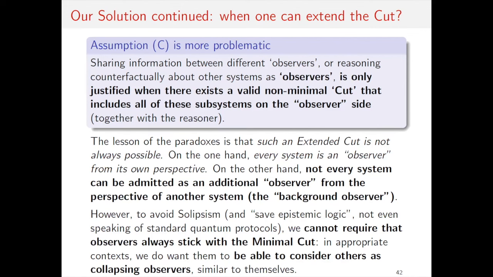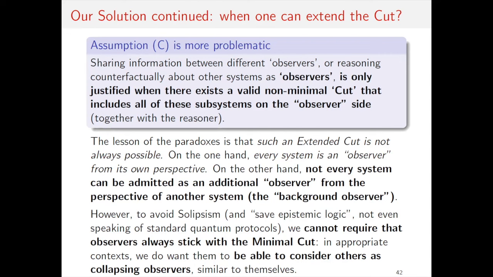So on one hand, every system is an observer from its own perspective, but not every system should be admitted as an additional observer from the perspective of any other system. So the incoherence there suggests that systems cannot always be observed from the perspective of other systems. And then we need some conditions to ensure that. Why do we want some conditions? Well, because if this is the end, then it's the end of the talk, and we get to a solipsistic view of the world, where you just have these disjoint perspectives.